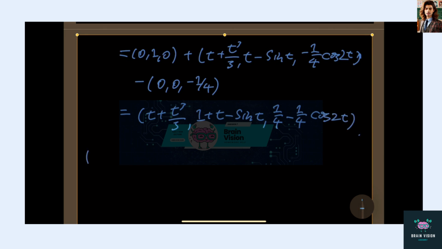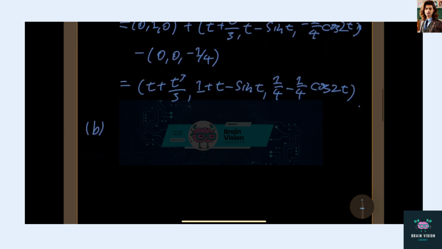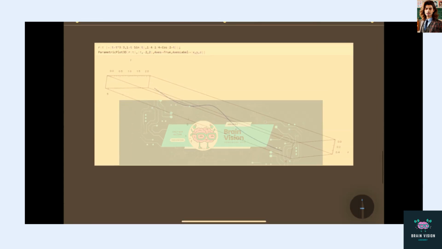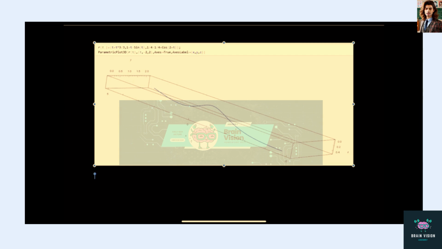So now that we found the position function, we can graph it using a computer. When we graph this using a computer, we get the following graph. The graph is from t equals negative 2 to 2.